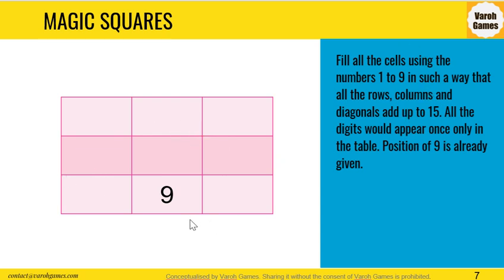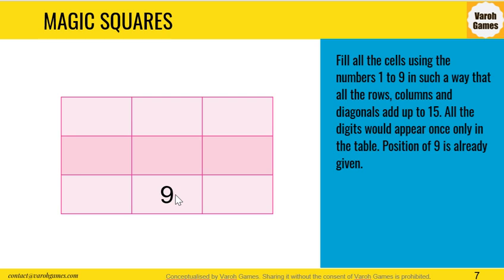We have to put numbers from 1 to 9 and these numbers need to be put in a way so that whether we add any column, any row or these two diagonals, the sum should come to 15. And for our ease, the position of number 9 is already given.